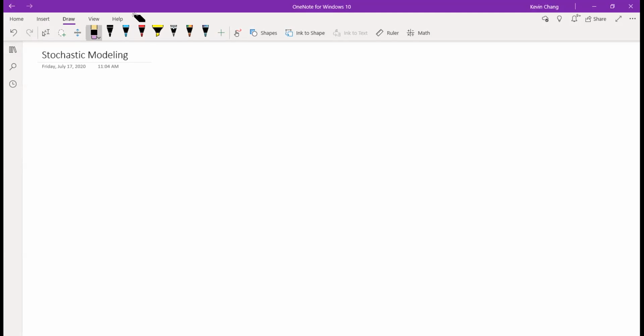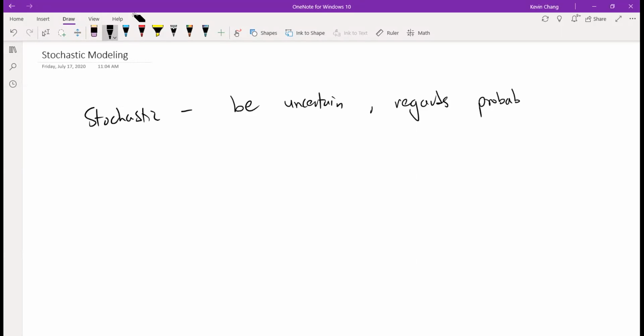In a deterministic model, these models would give us a single answer depending on what parameters we put in. But the difference with stochastic models is that they produce either random varying results each time or deal with a wide variety of probabilities on what the result could possibly be. The word stochastic means to be uncertain and regards probabilities, I'd say.